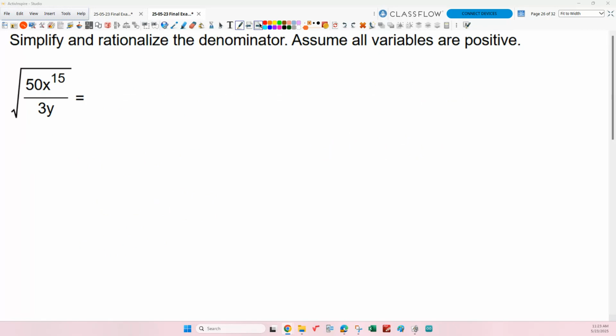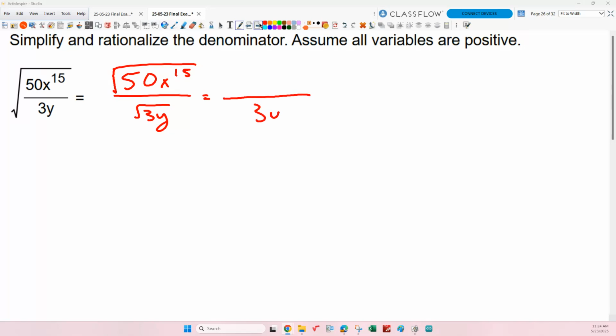Okay, what about this one? Split it. So what would I have in the top? Yep. 50x to the 15th over square root of 3y. There's a certain rule that we have to think about here. No radicals in the basement, so we can't have a radical in the bottom. How would I get rid of it? Yeah, so if I multiply top and bottom by it, we're just going to get 3y in the bottom, right?